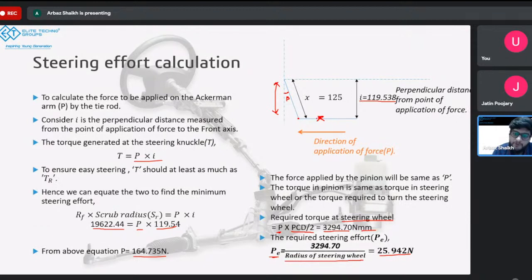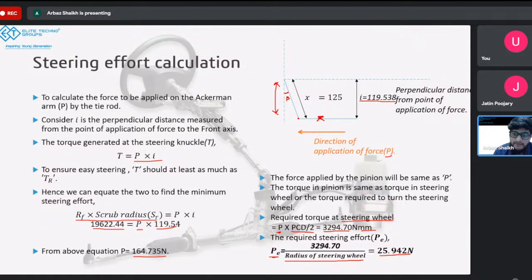There's a force applied on this Ackerman arm from the tie rod, and we want the torque to be as much as the resisting torque. So what we can do is equate the resisting torque with this torque. This torque is given by P multiplied by this distance. We can equate this and calculate P. So this P is something which the tie rod is applying on the Ackerman arm. If the tie rod is applying the force of P, rack is applying the force of P on tie rod. And if the rack is applying force of P on tie rod, the pinion is applying the same force on the rack, right? It's because it's all rigidly connected, right?